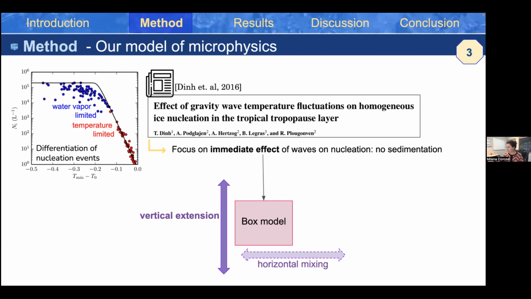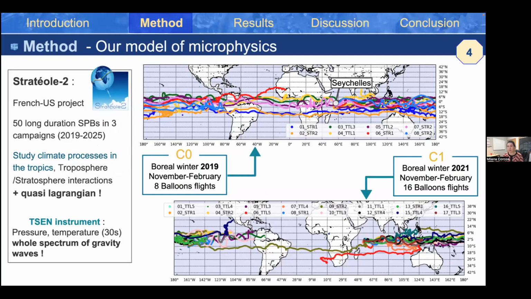So before talking in more detail about our model, let me introduce these superpressure balloon observations. In our work, we used the STRATEOL-2 observations. STRATEOL-2 is a French-American project that aims at launching 50 long-duration superpressure balloons during 3 different campaigns. These balloons are to study climate processes in the tropics, and especially the interactions between the troposphere and the stratosphere.